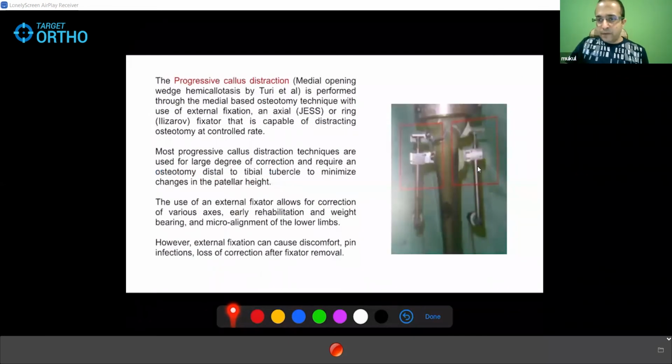Then after this is that progressive scaleless distraction technique. You open the wedge medially, but you put up a fixator distractor like a Jess fixator, and then you slowly distract here to achieve the required amount of correction. So here also you can have large degrees of correction. You can go beyond 20 degrees, which is the cutoff limit for opening or a closing wedge. Okay. And here you can even perform an osteotomy distal to the tibial tubercle.